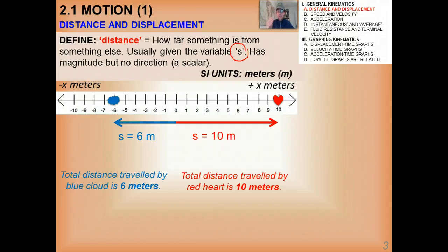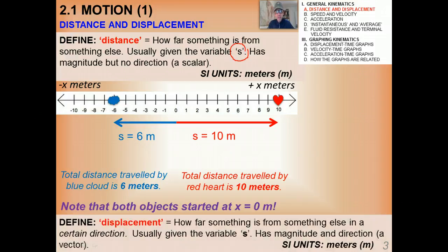And as you can guess, the vector representation of distance, when you add direction, is called displacement. Now notice that both objects started at x equals 0. And here's my definition for displacement: how far something is from something else in a certain direction. Usually we give it the variable s, but it's s as a vector. Notice that it's bold. So s vector is displacement, and s without a vector is just distance. It has magnitude and direction, but its SI units are still meters.